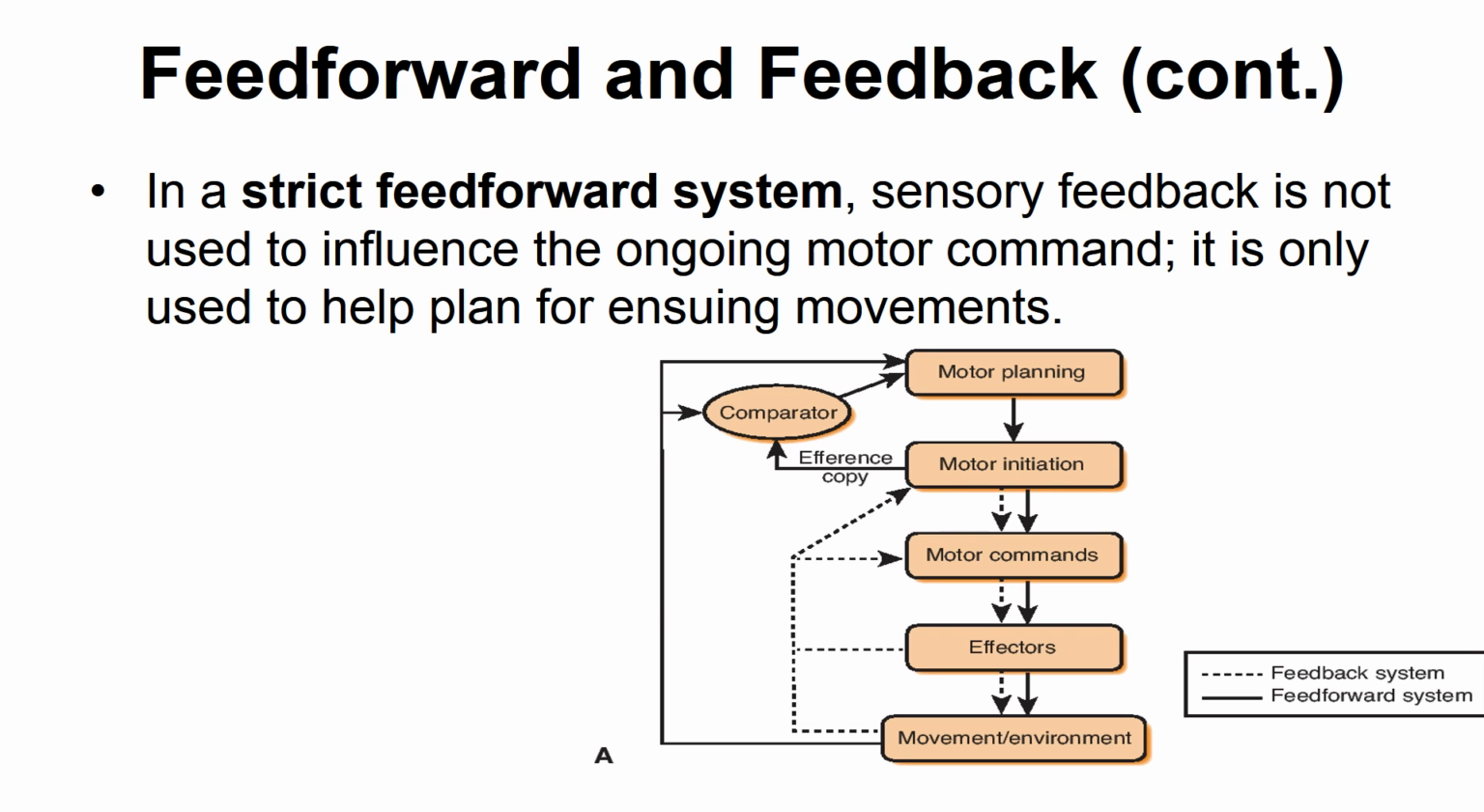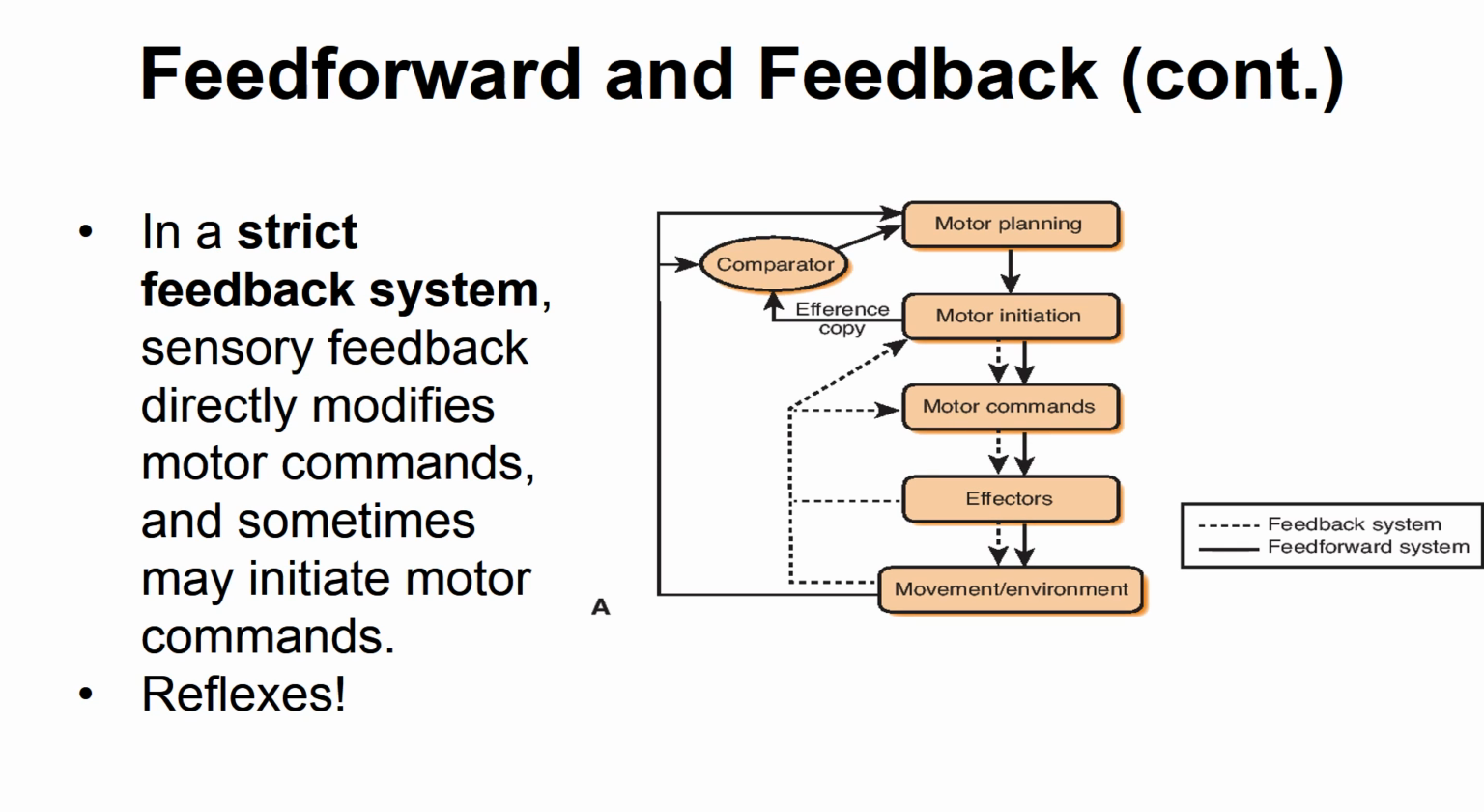In a strict feed-forward system, as depicted in this diagram by the solid lines from motor planning down to movement, the sensory feedback is not really used at all to influence the eventual motor command, and it's only used to help plan for subsequent movements. Using the same model, the dashed lines in this figure represent a strict feedback system, when sensory feedback directly modifies the motor commands and sometimes may initiate the motor commands. In some cases, like reflexes, the feedback control process may also initiate and regulate the entire movement process.